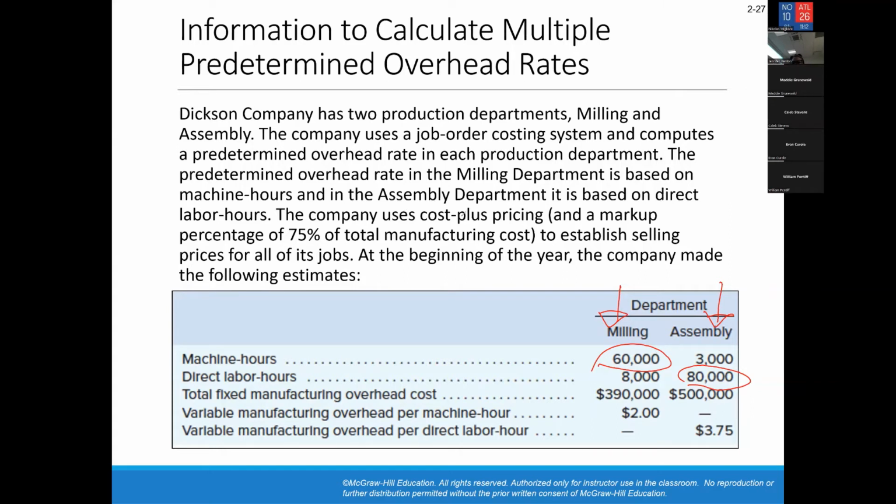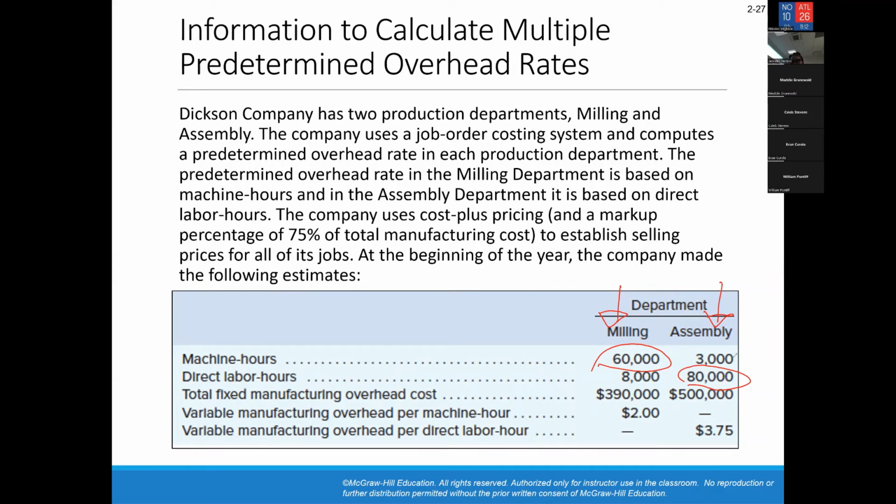And then it says the company uses cost plus pricing and a markup of 75% of the total manufacturing costs to establish the selling price for all of its jobs. So they do this at the beginning of the year. And the company made the following estimates. So remember, it's predetermined. So I'm looking at my milling department. This is an estimate of how many hours I think it's going to take to do these jobs. It's going to be a total of 60,000 machine hours. It's going to cost $390,000, and that variable overhead is going to be $2.